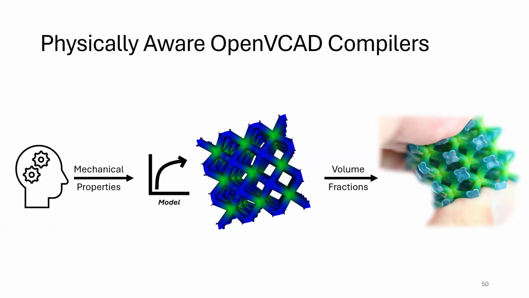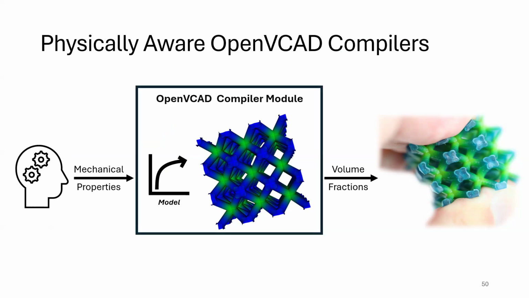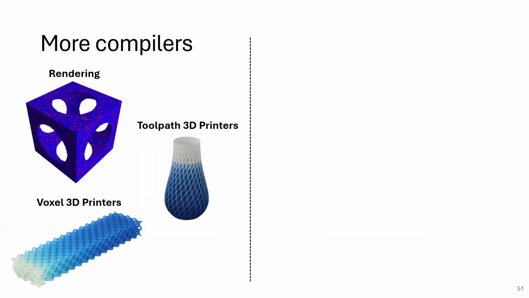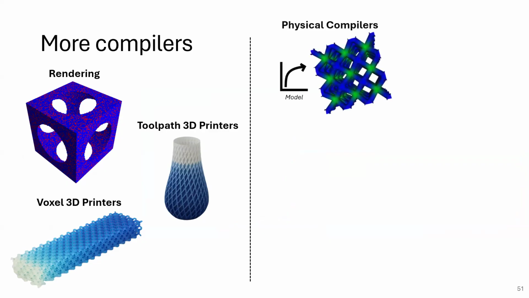But that's going to require us developing these models and doing the mechanical testing necessary to make that happen. But what I want to have is this OpenVCAD compiler module that encapsulates all of that, that captures the model as well as the outputs we need for our respective printers. And then another thing I want to develop is more compilers. So we have these three right now. I want to develop those physical compilers.